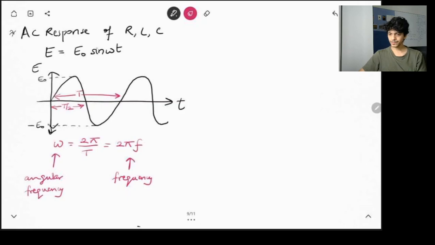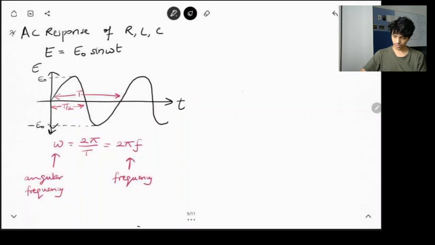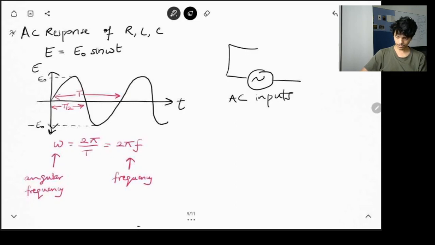So this is what a sine wave looks like, and we are going to look at circuits in which the input looks of this form. So we're talking about AC inputs, and then we will put whatever inductors, capacitors, resistors, and so on. So let's do the three of them in detail.